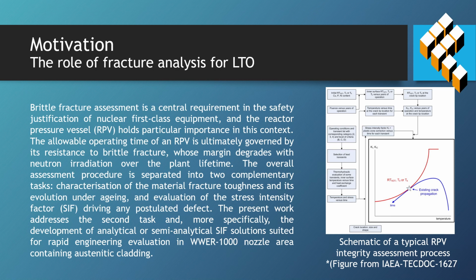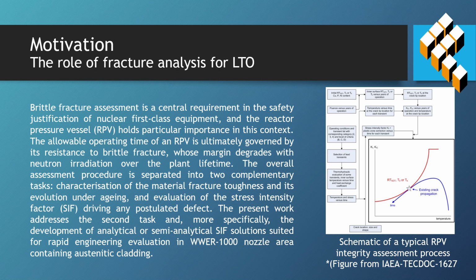The allowable operating time of an RPV is ultimately governed by its resistance to brittle fracture, whose measure decreases with neutron irradiation over the planned lifetime. The overall assessment procedure is separated into complementary tasks: characterization of the material fracture toughness and its evolution under aging, and evaluation of the stress intensity factor driving any postulated defect.